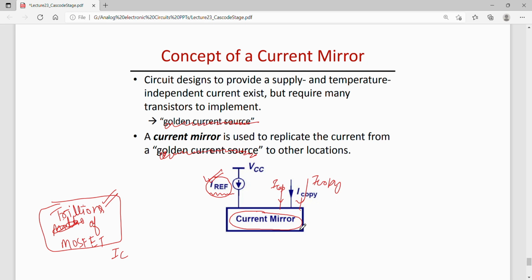So this is the job of my current mirror. In fact, we'll talk about this current mirror in detail in the next lecture. So I'll stop here. If you have any queries, then you can ask.